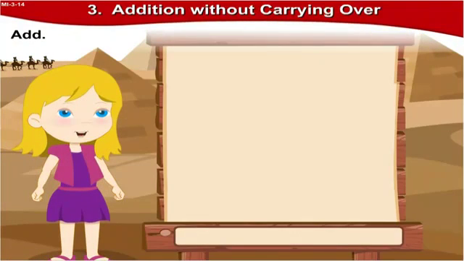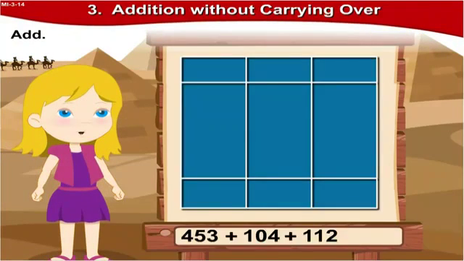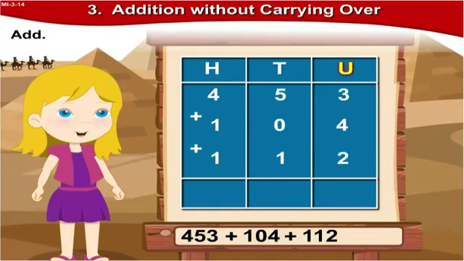Now let us see the next sum. 453 plus 104 plus 112. First we'll arrange them in vertical order, and for that we write H, T, U. Now 453 is 4 hundreds, 5 tens, 3 units, plus 104 would be 1 hundred, 0 tens, 4 units, plus 112 would be 1 hundred, 1 ten, 2 units.